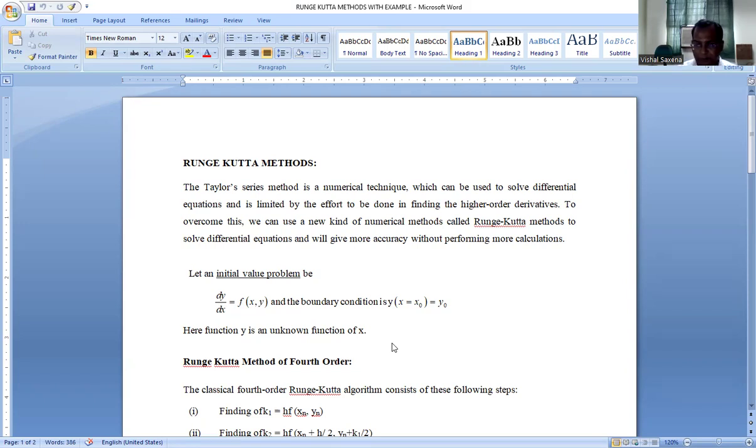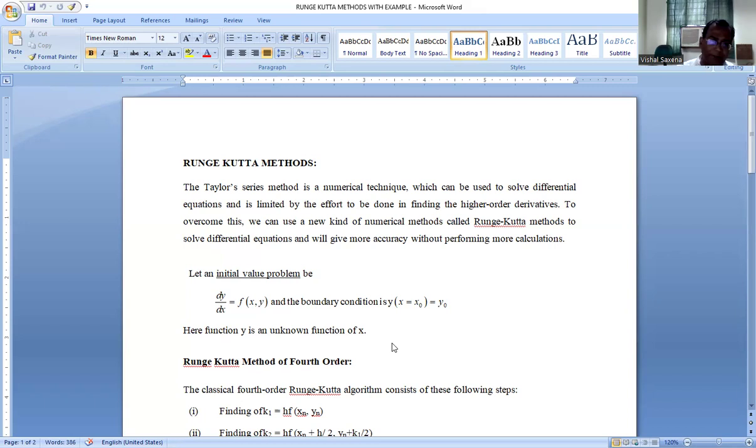Today we have to understand what this method is. Suppose we have a first order differential equation, dy by dx equal to f(x, y), with the initial condition y at x naught equal to y naught. That means at the beginning point x equal to x naught, the value of y is assumed to be y naught. Here x is the independent variable and y is the dependent variable.